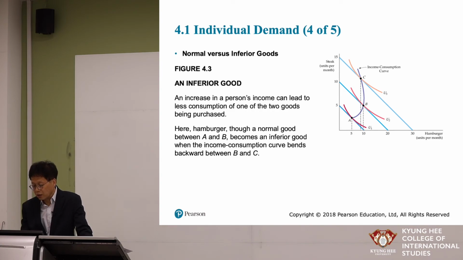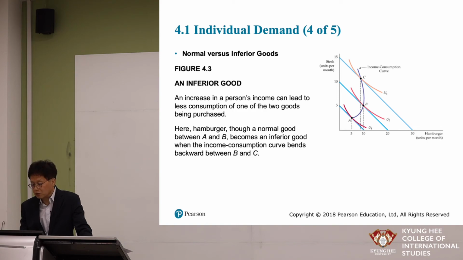Originally, A is the optimal consumption bundle when your income is this one, right? Your income increases, and you move from A to B. Then what happened? Consumption of hamburger increases, consumption of steak also increases, right? So when you're moving A to B, hamburger and steak are normal goods, because income increases, the budget constraint expands, then demand for the two goods increases. So the two goods are normal goods.